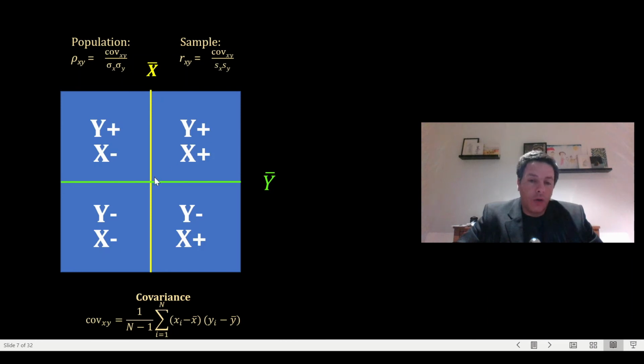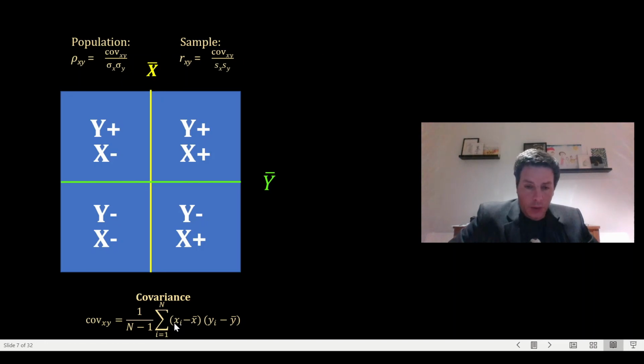Now that line always has to go through the mean of the two variables. So this is the mean of x and this is the mean of y. Any regression line has to go through that intersection between the two means. Now, if your values are in this diagonal that goes from bottom left to top right, then you expect to have a lot of positive values in the covariance. Why is that?